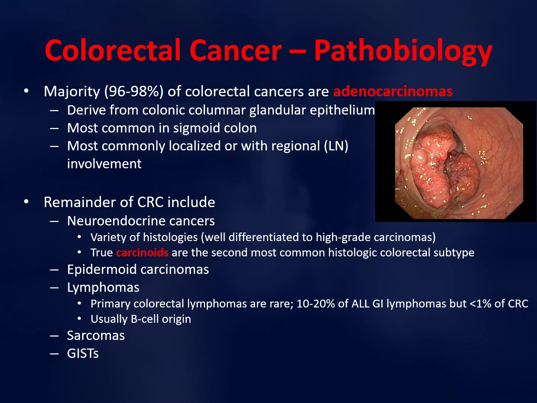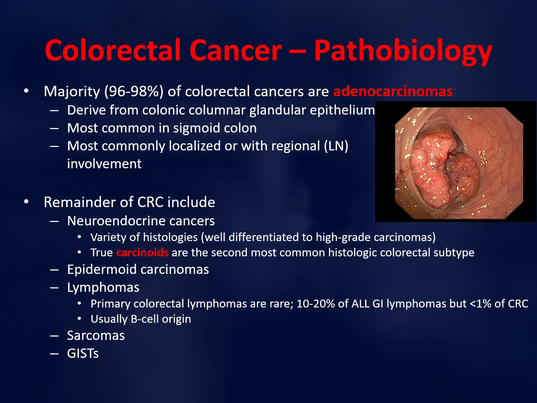The remainder of colorectal cancers include neuroendocrine cancers with a variety of histologies ranging from well-differentiated to high-grade carcinomas. True carcinoids are the second most common histologic colorectal subtype. Other than neuroendocrine cancers, we can have epidermoid carcinomas. We can have lymphomas in the colon, just like lymphomas elsewhere in the GI tract.